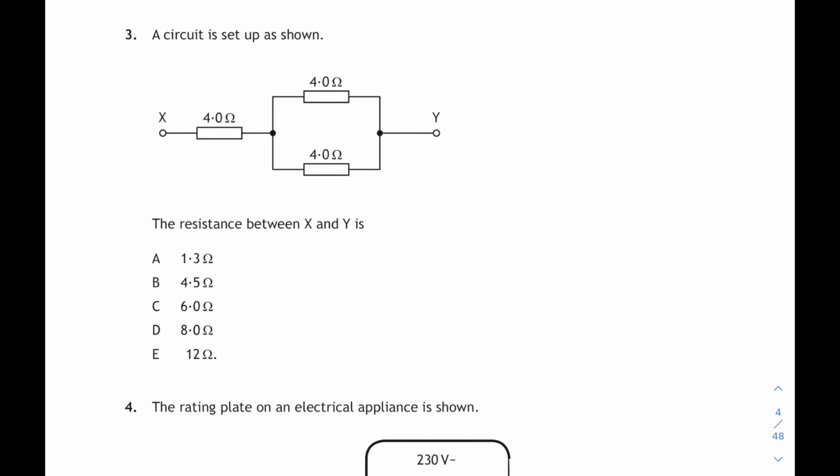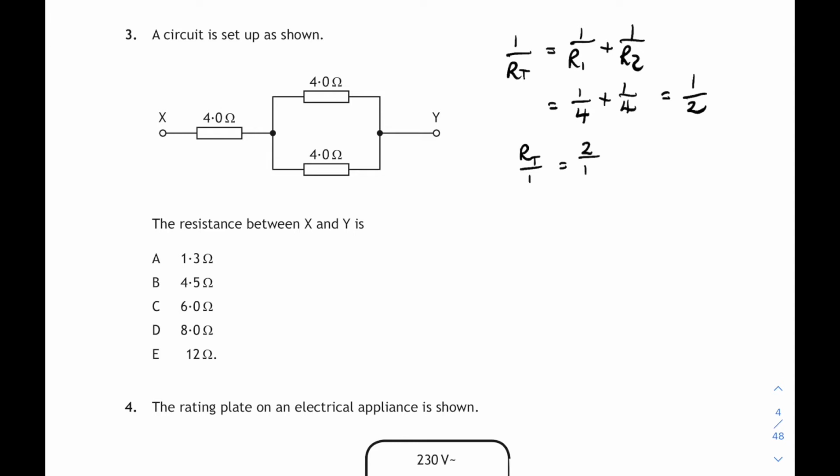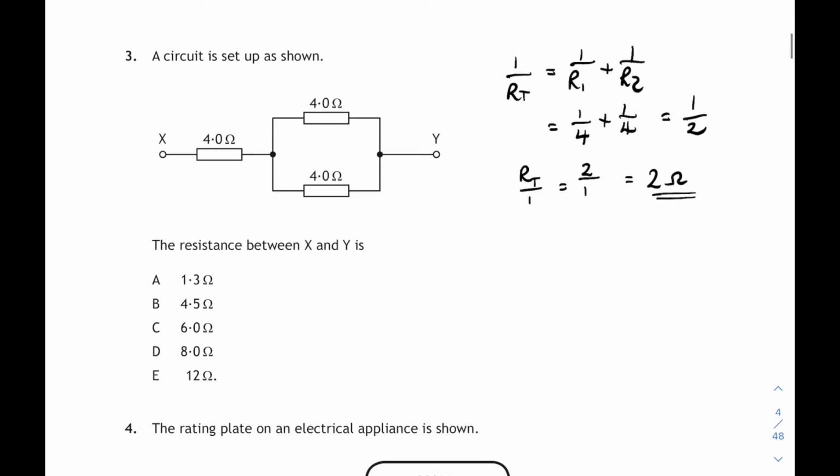Question 3 is a mixed series and parallel circuit here, and we've defined the total resistance between X and Y. So the suggestion is you always do the parallel bit first. So how do we add 4 and 4 in parallel? There is a relationship for you to do that. 1 over the total resistance equals 1 over R1 plus 1 over R2. That's 1 over 4 plus 1 over 4. Quarter plus a quarter is a half. And then that's 1 over RT. So flip the whole lot upside down. RT over 1 equals 2 over 1. So the total resistance of the two resistors in parallel is 2 ohms.